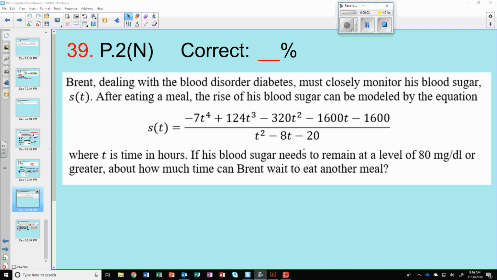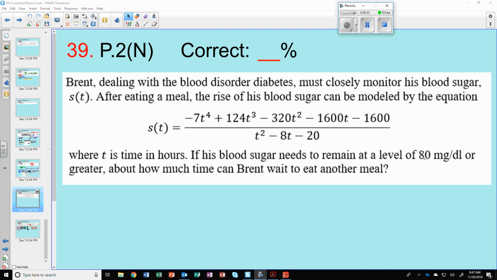Brent, dealing with the blood disorder diabetes, must closely monitor his blood sugar, S of t. After eating a meal, the rise of his blood sugar can be modeled by this equation here, where t is the time in hours. If his blood sugar needs to remain at a level of 80 milligrams per deciliter or greater, how much time can Brent wait to eat another meal?